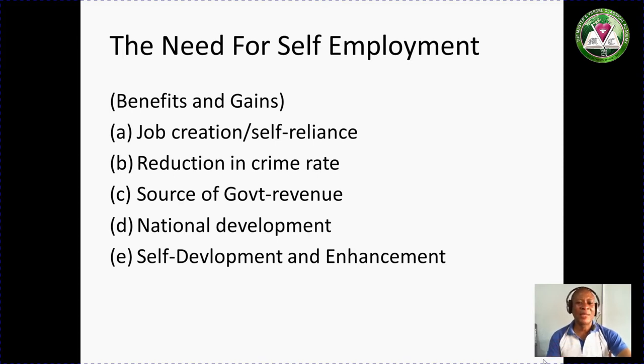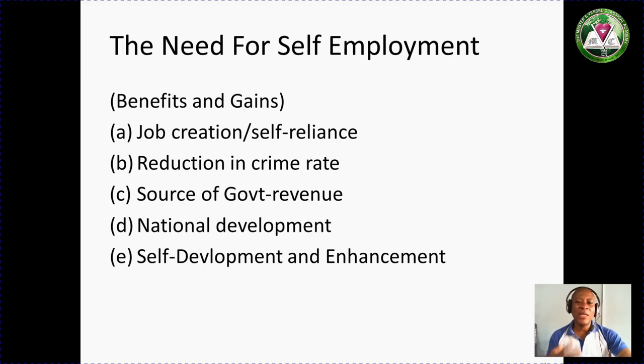So one of the importance, one of the benefits or gains we stand to gain from self-employment is that it creates jobs or makes us self-reliant. That simply means that it gives us opportunity to be people who are earning money from our jobs or from our work, to be under a paid job, or things that people can come around and collect and pay us.